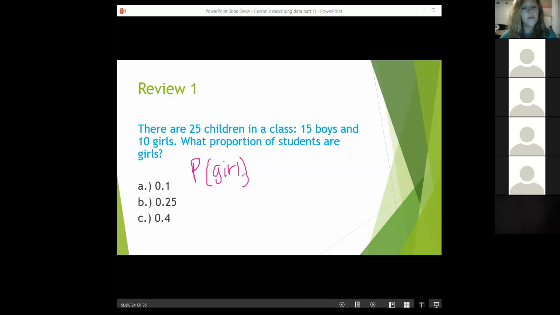Remember, probability is going to be the number of the variable that you have divided by the total number. The number of girls we have is 10, divided by our total number, which is 25. So this comes out to 0.4. So our answer is C.